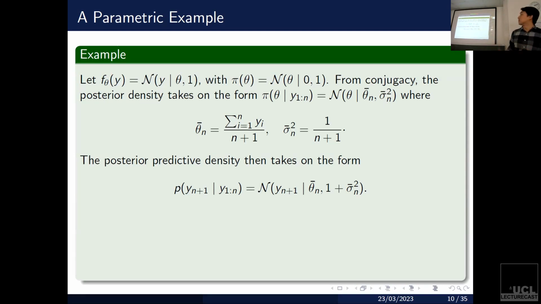Suppose we have a very easy normal likelihood model where the mean is unknown. We're going to put a conjugate prior with variance 1 on theta. And from conjugacy, we actually know the form of the posterior density. So the posterior is just going to be centered at essentially the sample mean with an extra +1 in the denominator from the prior. The variance is going to be proportional to 1 over n plus 1, again, with this +1 from the prior.